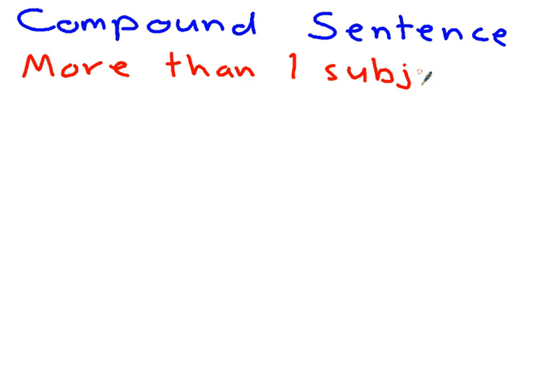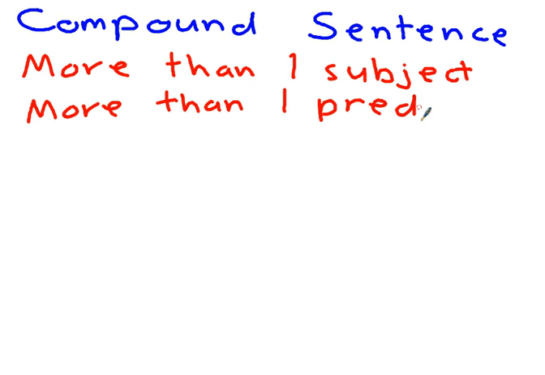And they have more than one predicate. More than one subject and more than one predicate. You're basically taking two complete sentences and you're putting them together. But we actually have to use some things in between them, and we'll show you in a minute.